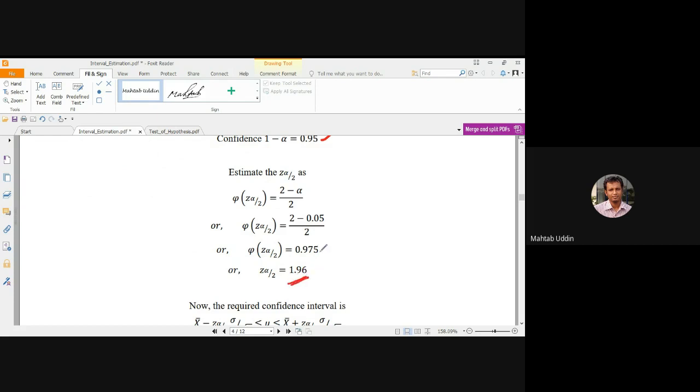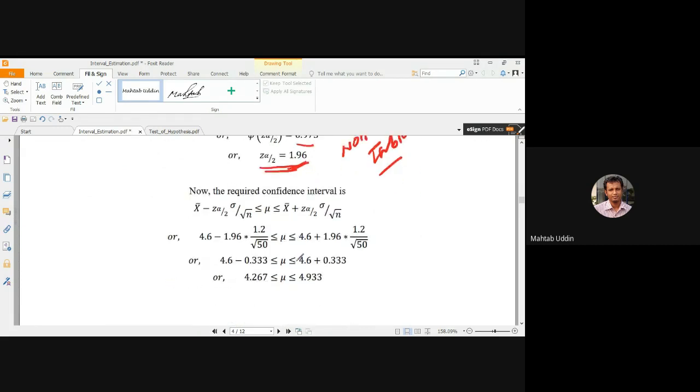You have to find this from the normal table. If you do this in Bangla, sorry, if you do this by direct remembering, memorizing, then sometimes it may be wrong. So you must find this from the normal table. That is, the position for the probability 0.975 is 1.96. Then put in this, you will find this.